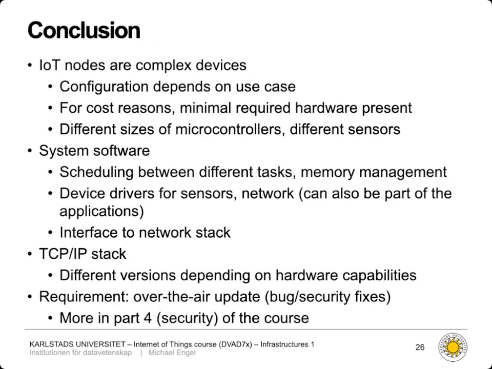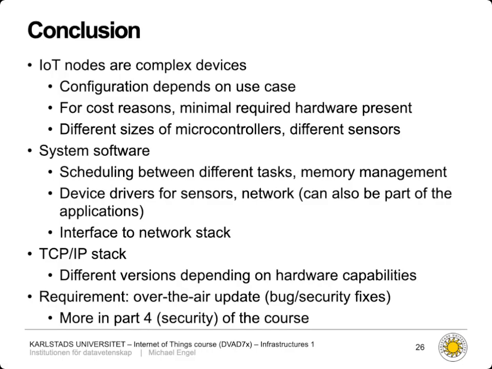So let's conclude. We've seen IoT nodes that look simple and small are, in practice, very complex devices. So the configuration of the device in your final product will depend on your use case. So you have to select the controller, external memory, the sensors, the radios you use. And we've seen there are development boards that you can use that have a lot of different features, like different radios and different sensors. So you can experiment. Of course, in your final product, for cost reasons, you want the minimal required hardware present, so just a subset of everything. We've seen there are different sizes and feature sets of microcontrollers and a large number of different sensors.